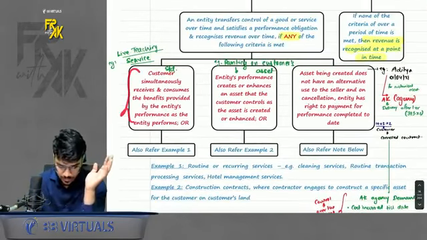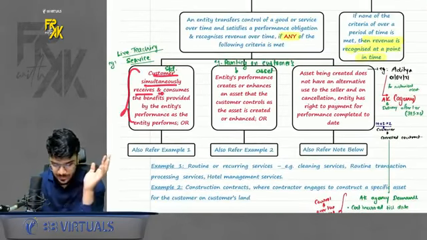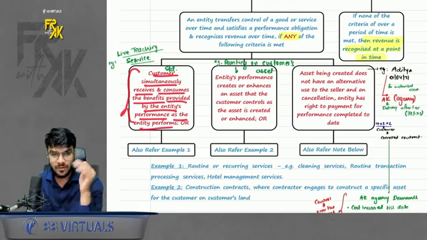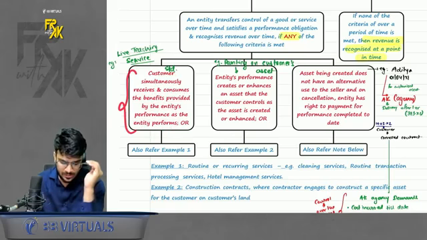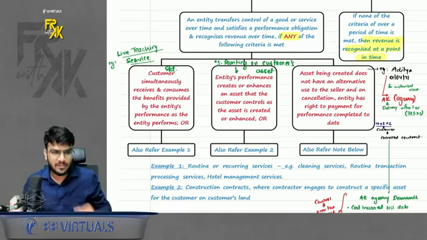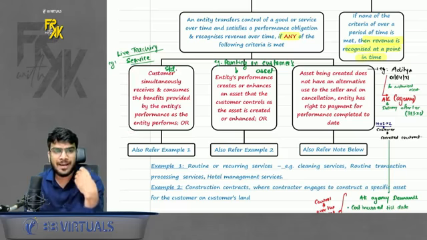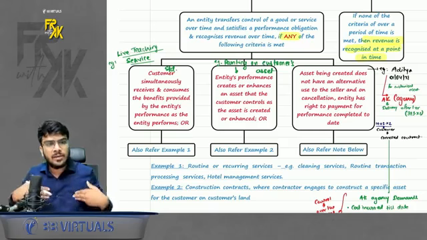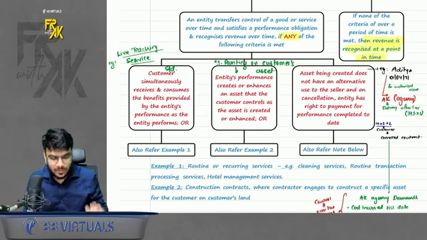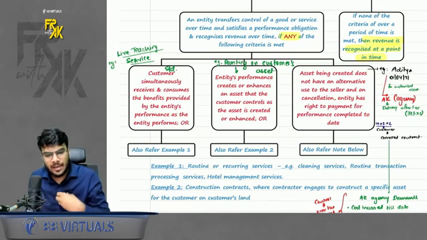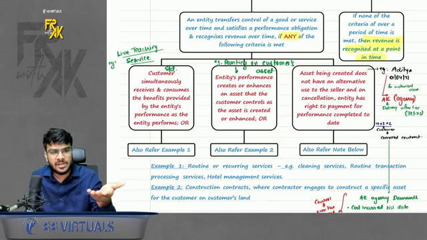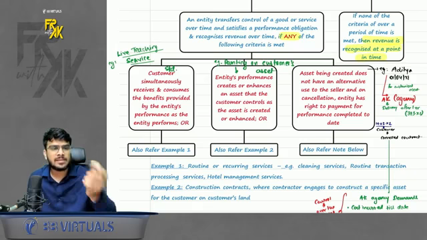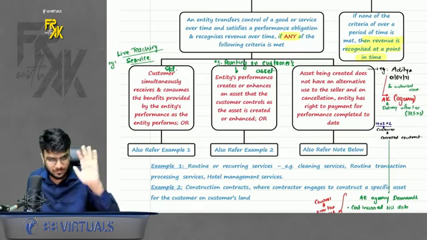First, customer simultaneously receives and consumes the benefits provided by the entity's performance as the entity performs. What is the meaning of this? Just assume my live teaching service. Let's say, for example, you enroll for my live lectures. So as and when the entity performs the service, customer gets the benefit. In this case, as soon as I'm teaching, you get the benefit instantly. I teach, you get the benefit instantly. So my service is a service which is happening over the period of time.